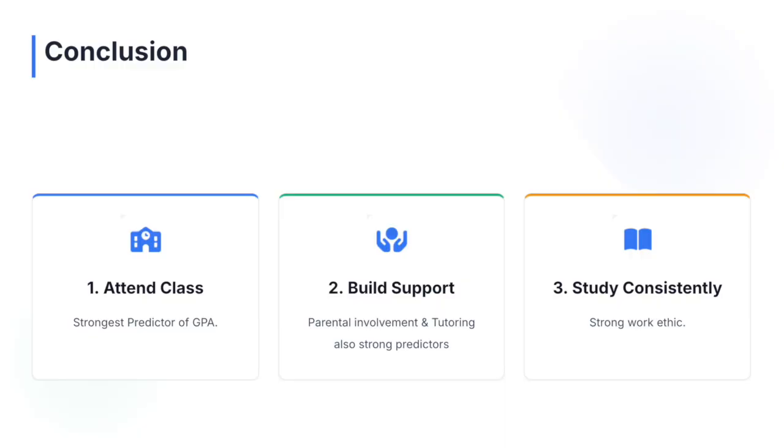To conclude, our analysis discovered three clear takeaways from the dataset. Number one, attendance is non-negotiable, as it is the strongest predictor of GPA. Two, support systems work. Interventions via parents and tutors yield a statistically significant ROI. And three, effort matters. Strong work ethic and consistent study time are positive, but rely on attendance as a foundation.